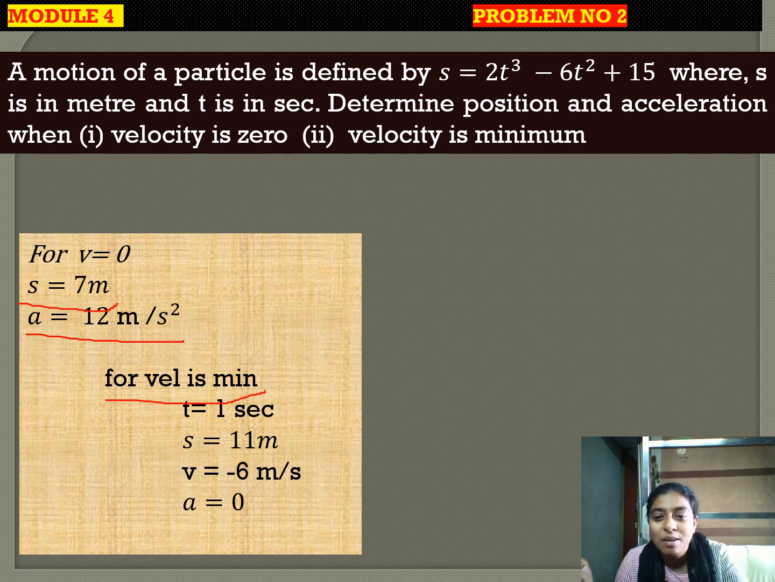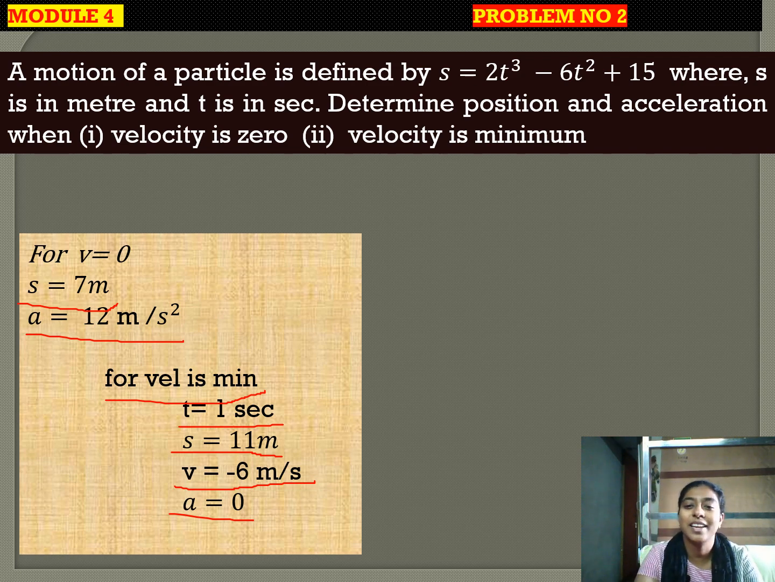So now find what is t. When acceleration is equal to 0, find what is t. You will get t as 1 second. So at 1 second, your s will be equal to 11 meter and velocity will be equal to minus 6 meter per second, and acceleration already is equal to 0. This is your second problem.